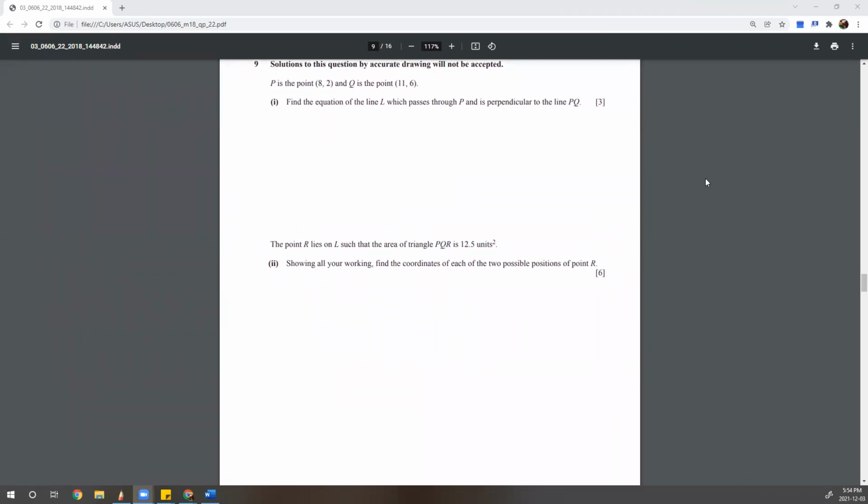Okay, equation of the line. Oh, it's so variative. I hate this. P is (8,2), Q is (11,6), right? The equation passes through P perpendicular to line PQ. So you have to find the gradient of PQ first. Remember, y2 minus y1 over x2 minus x1. Y2 is yq, 6 minus 2 over 11 minus 8. So 4 over 3, right?